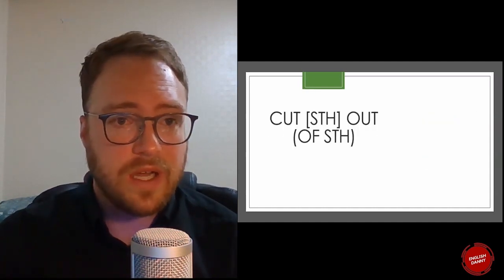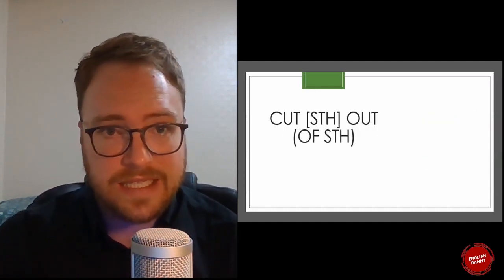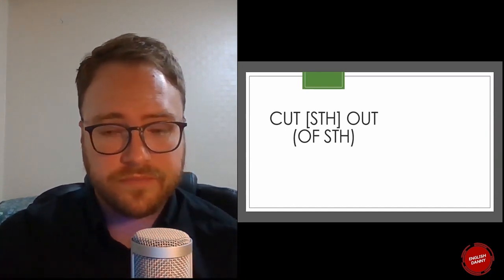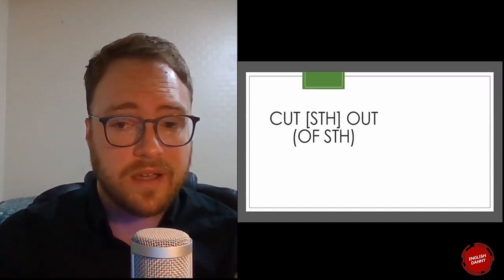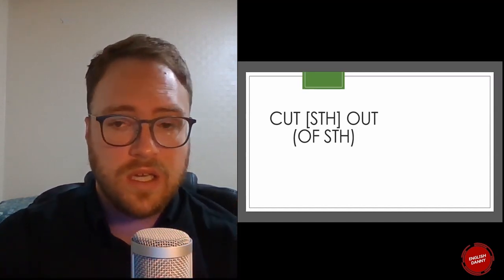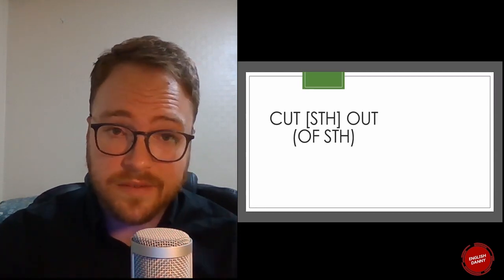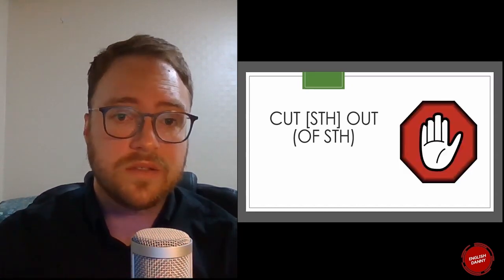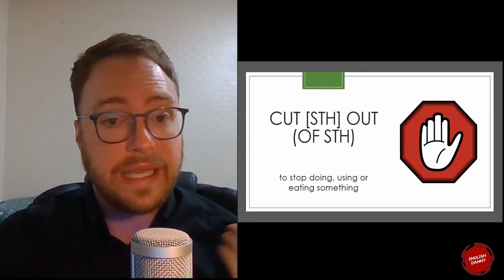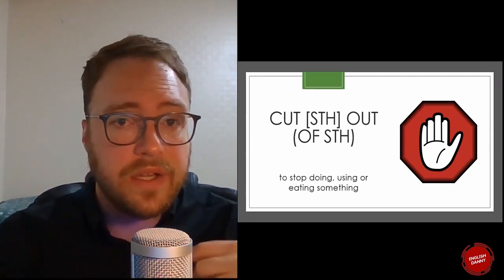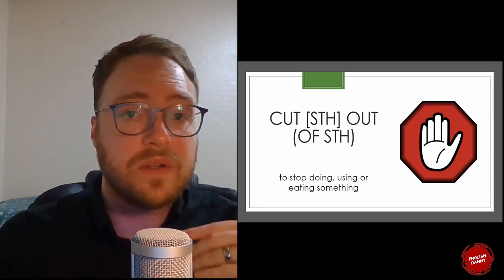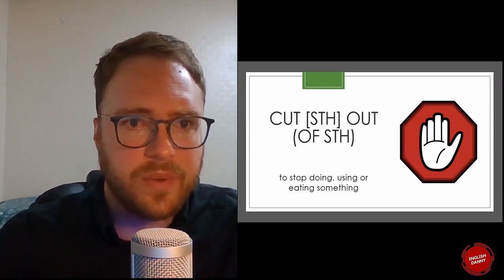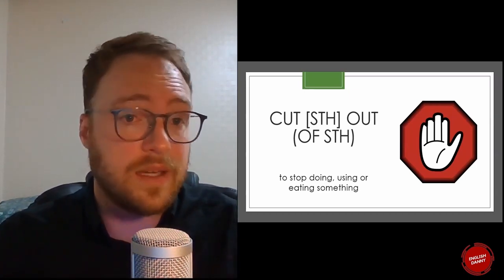So, the first one that we'll be learning about today is cut out, or cut something out, and sometimes cut something out of something. And cut out is a transitive phrasal verb that means stop doing, using, or eating something. Basically, we can use this word when we're talking about something that we or someone needs to stop doing. So, let's look at some examples.